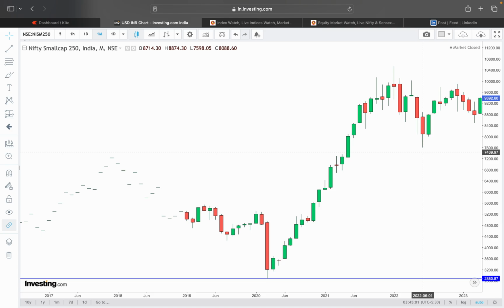And obviously having a 1,500 point SL on a 9,000 point security is a 16% or 17% stop loss at the index level, and a 17% stop loss at the index level will constitute about 30 to 35% at an individual stock level.